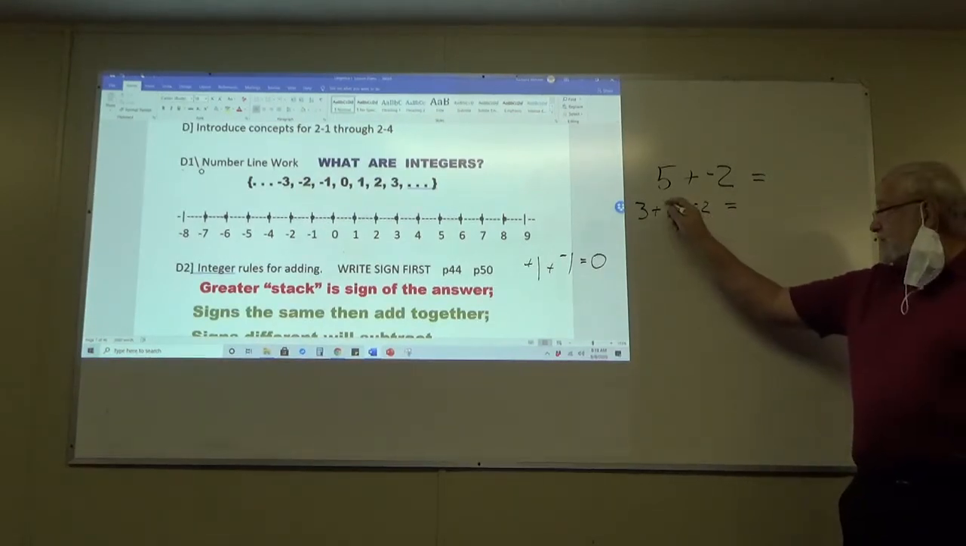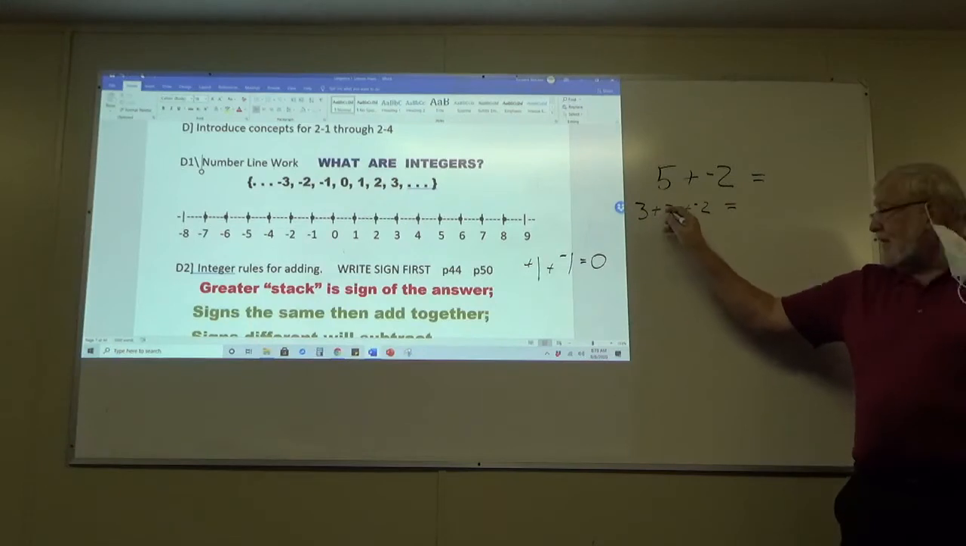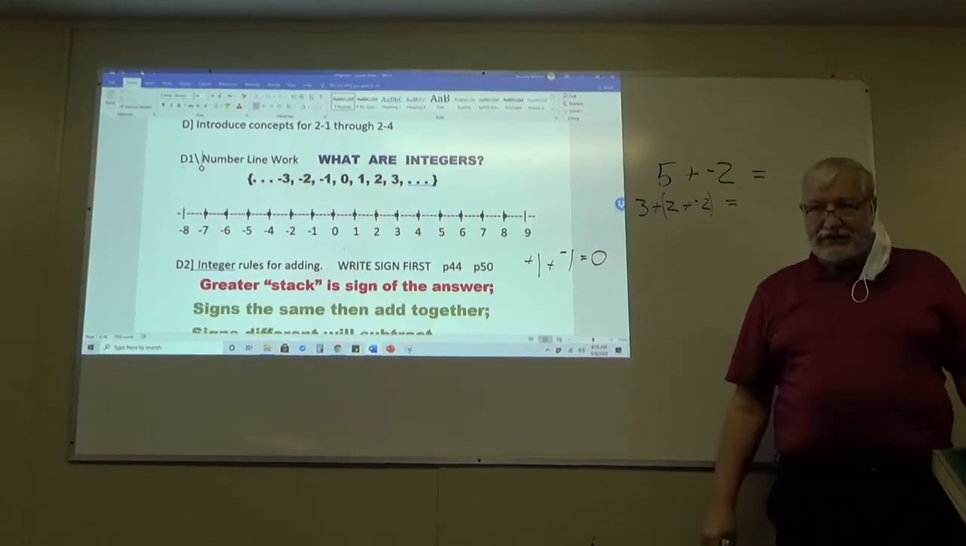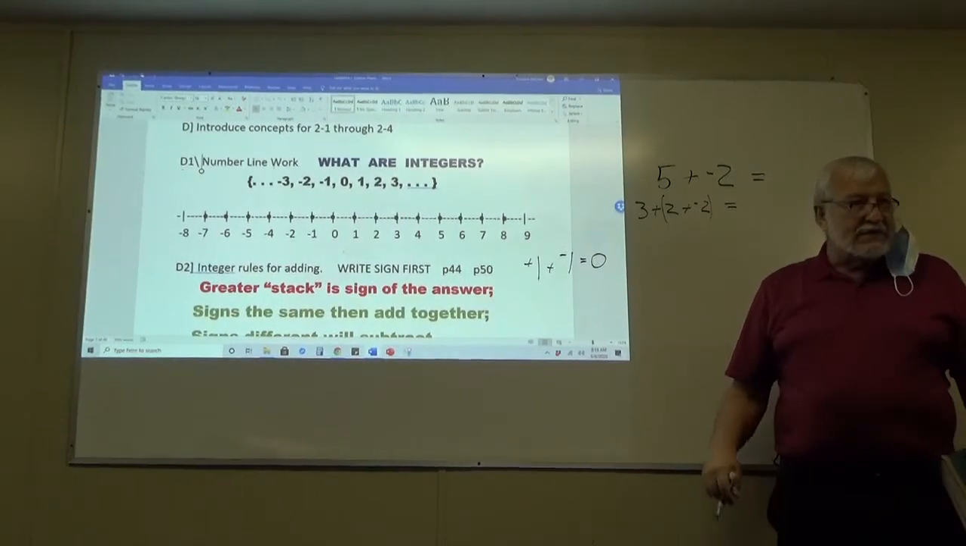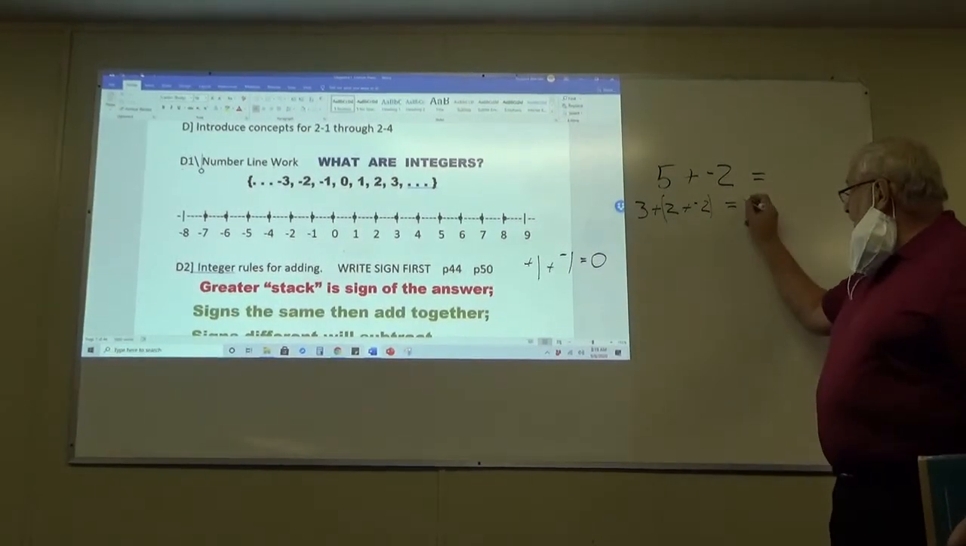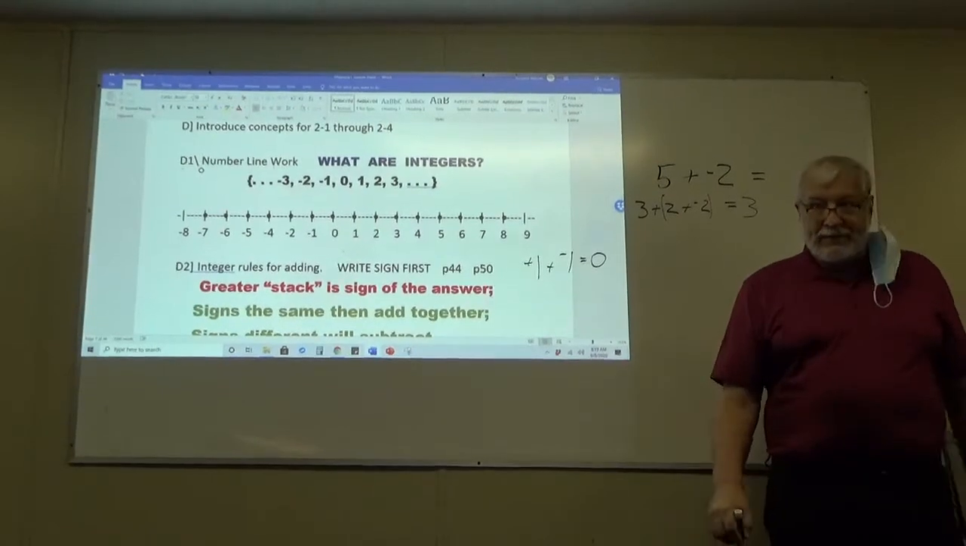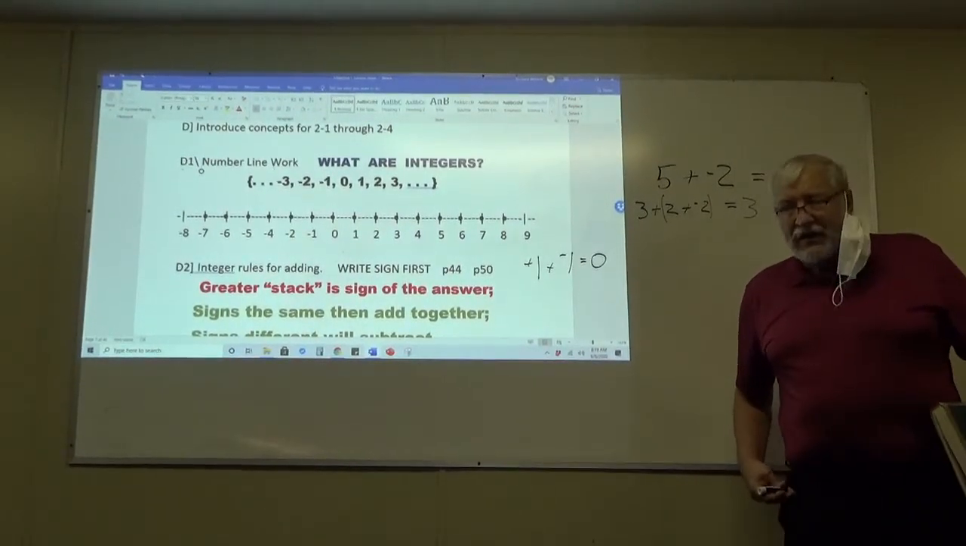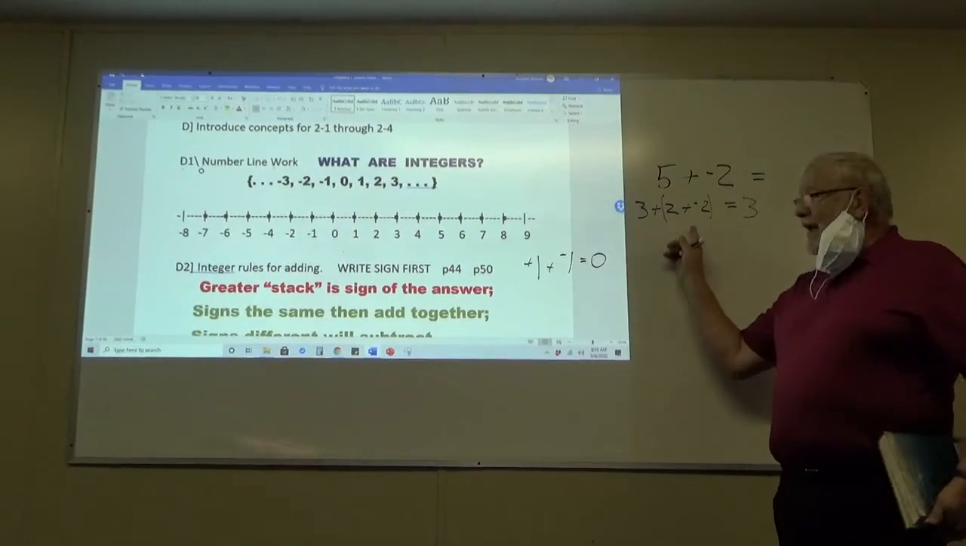now, by the associative property, instead of doing the 5, I could group these. And what is 2 plus -2? 0. And so 3 plus 0 is 3. Right? That's the long way. But that's the mathematical approach that we have to take.